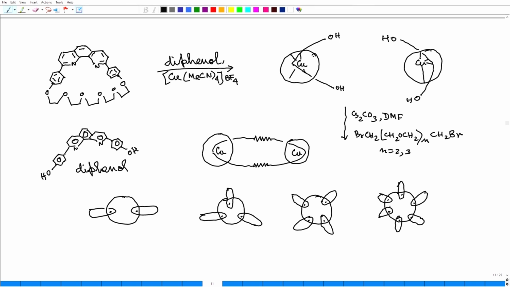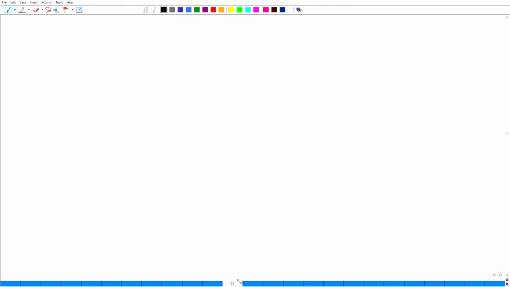So, very interesting looking molecules could be synthesized by using the coordination tendency of copper 1. It was all done by the high dilution technique, and copper 1 has a strong tendency to make tetrahedral coordination. Okay. So, now how about without using any metal? That is what I am showing you, just give me a moment.